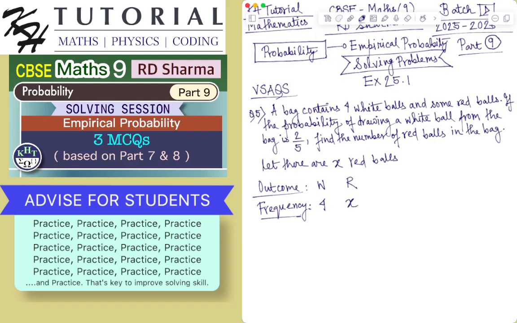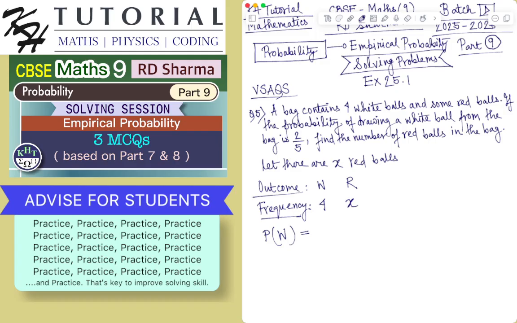The problem has asked to find the number of red balls in the bag, where it is given that the probability of drawing a white ball from the bag is 2 by 5. Now what does it mean by the probability of drawing a white ball from the bag? It means that if you randomly select a ball from the bag, what is the chance that it will be a white ball? Basically it will be based on the empirical formula. So the probability of white, PW, is the probability of selecting a white ball from the bag.